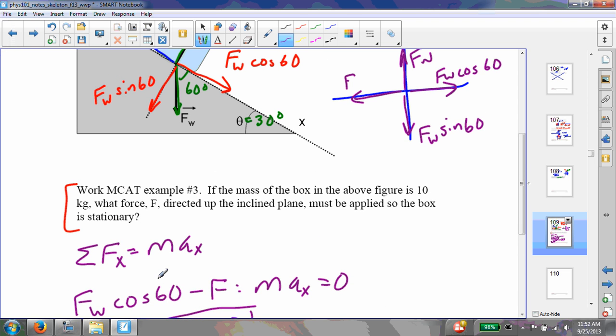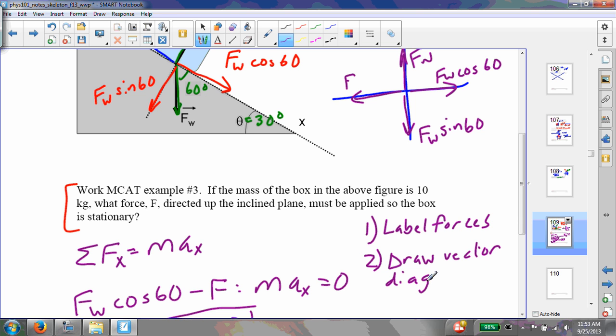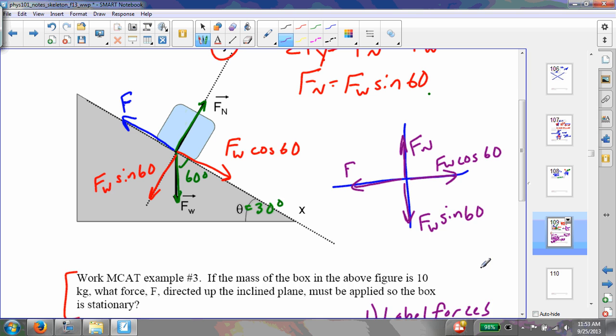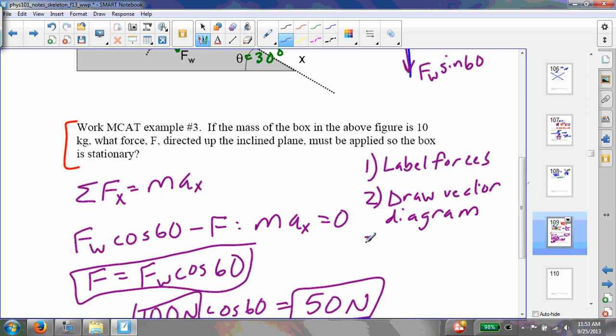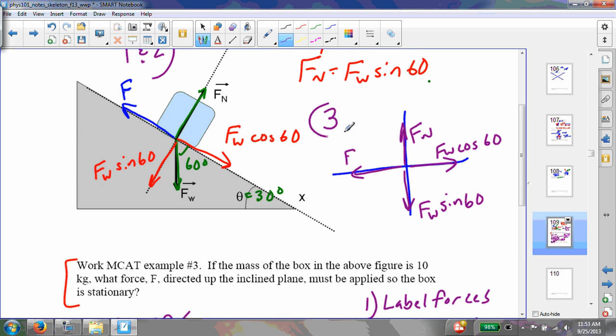Now, I've had a method here. My first step is to label the forces. My second step is to draw a vector diagram. Here I've sort of combined those steps: I've labeled the forces and drawn my vector diagram in this step right here. In the third step, I resolve the vectors into their x and y components, and that's what I've done here.